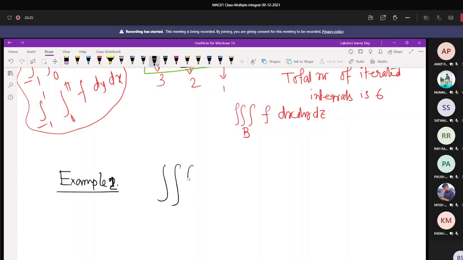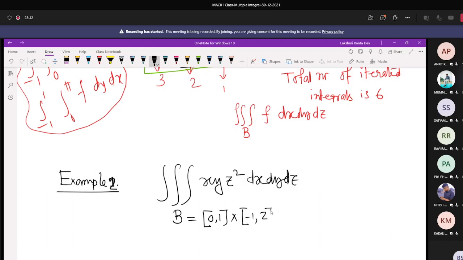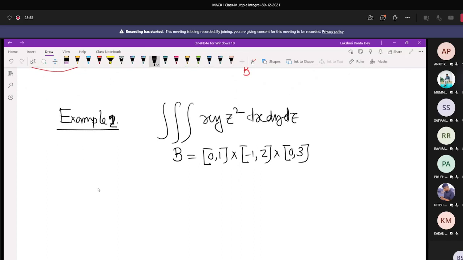Okay, so we have to evaluate the triple integral of x y z squared dx dy dz over a box. This is a little bit simple. So what is your box? The box is [0, 1] cross [-1, 2] cross [0, 3]. So this is your triple integration. I have to write it as one of the iterated integrals. Look at that, this function is continuous, so it is integrable. So we can use Fubini's theorem.